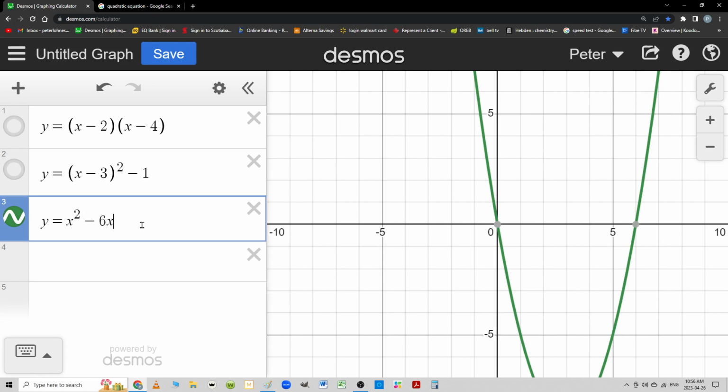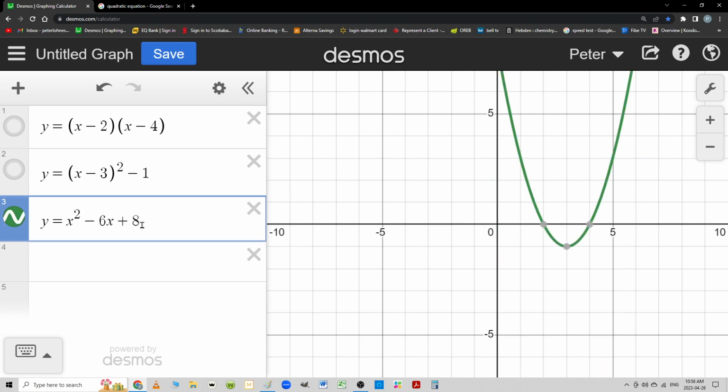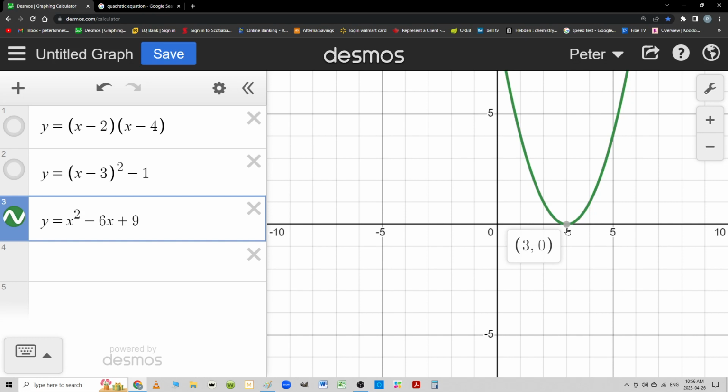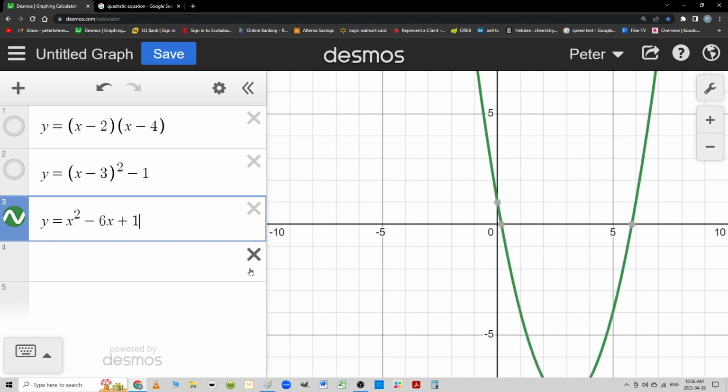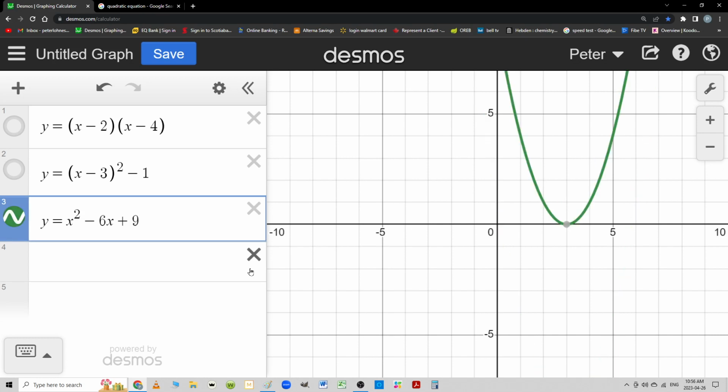Plus 8. So if I add one more, plus 9. There we go. It can also cross in one spot, and that's where the discriminant takes place. So keep this in mind. A quadratic can cross in no spots, one spot, or two spots, and that's where the discriminant is going to come into play. But let's work with what we have here.